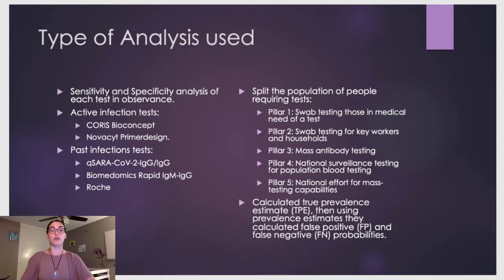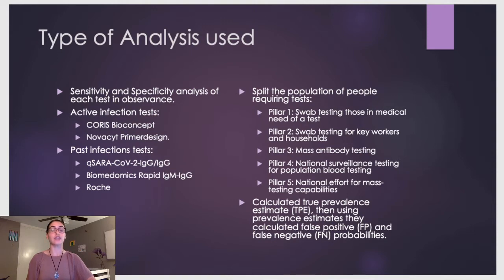Nathan Green performed a sensitivity and specificity analysis on each test in observance. Just a reminder that sensitivity is the probability a test will be positive if you actually have the infection. Conversely, the specificity is the probability that a test will be negative if you do not have the infection. The data that is displayed in this paper includes tables listing the sensitivity and specificity in each test in observance.